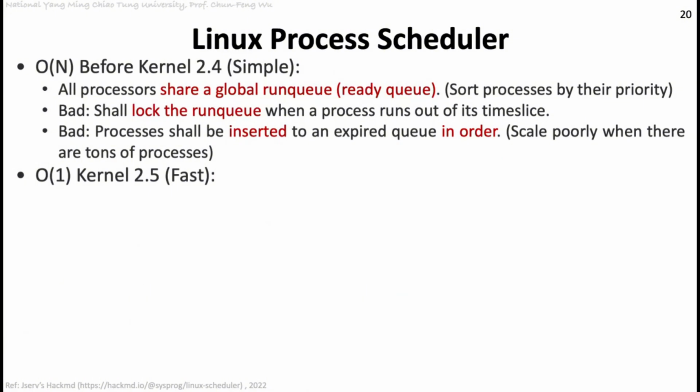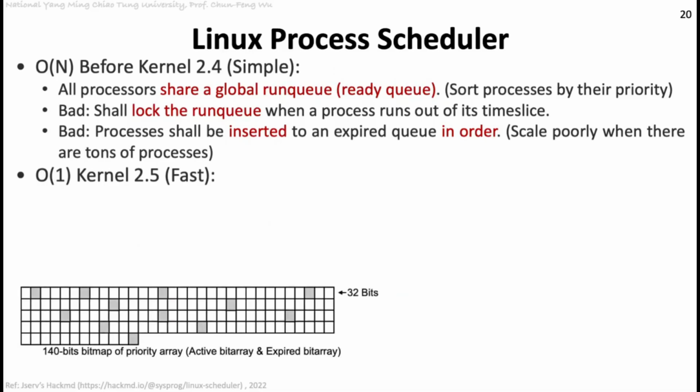So we need a faster one. In kernel version 2.4, they introduced a faster one called O(1). O(1), just like its name, lets the scheduler run in O(1) time, super fast, right?